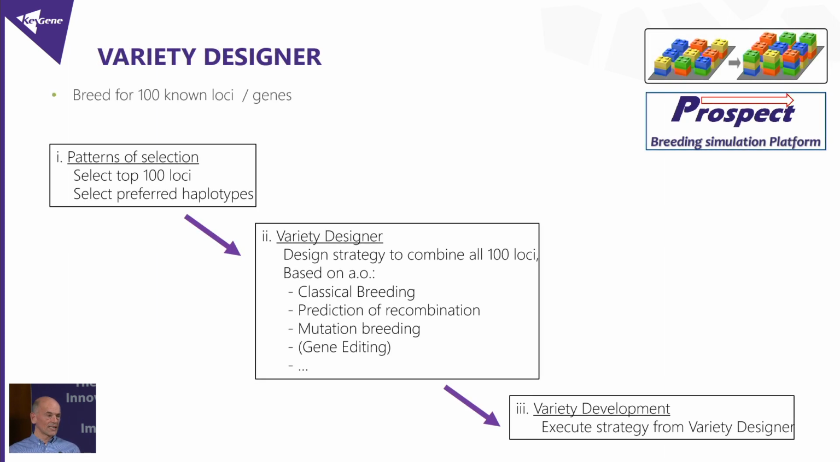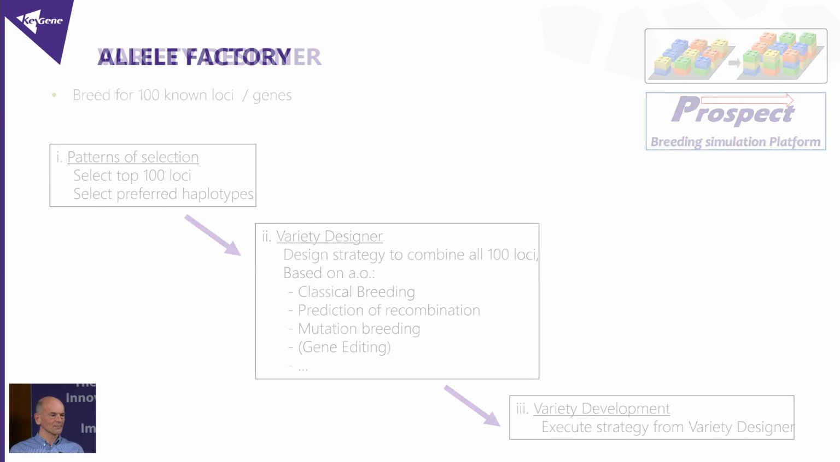And I'll explain both. So the variety designer, it boils down to once you have selected your top 100 loci and selected your preferred haplotypes, then you can start using software like the Prospect breeding software we have developed to design your breeding strategy to combine those loci and alleles in the fastest possible way. And it can be based on classical breeding, prediction of recombination, but also creation of new alleles like mutation breeding or gene editing. And once you have designed your strategy, of course, then you have to carry it out.